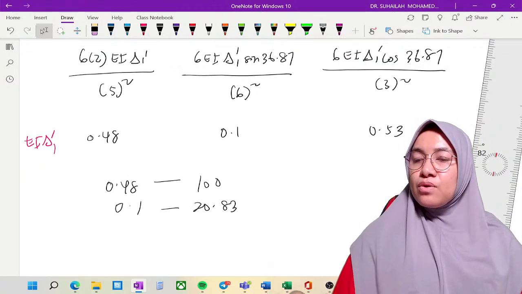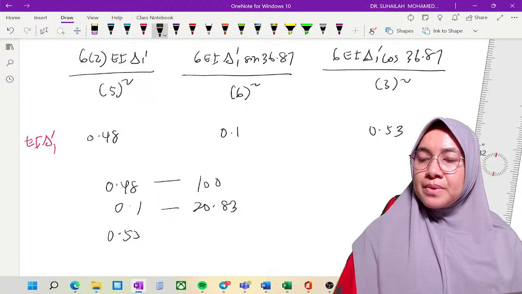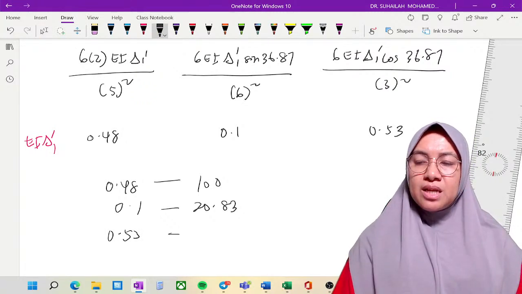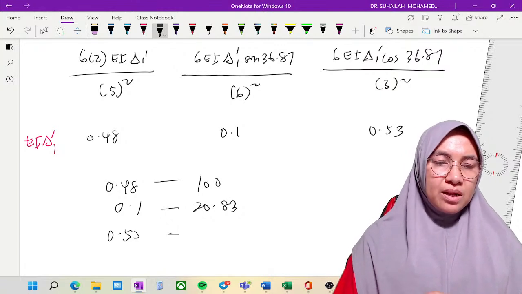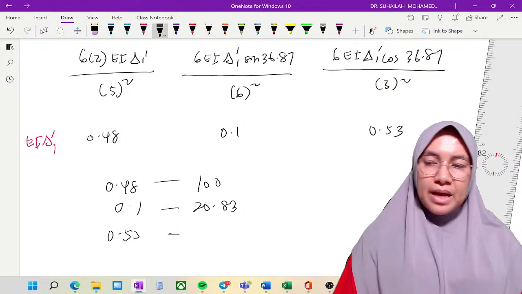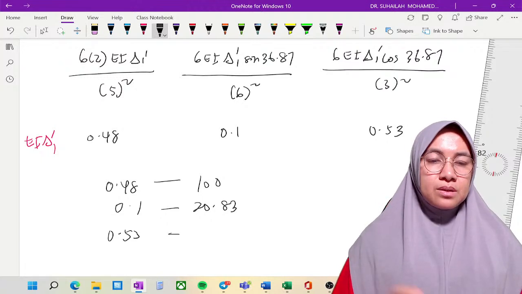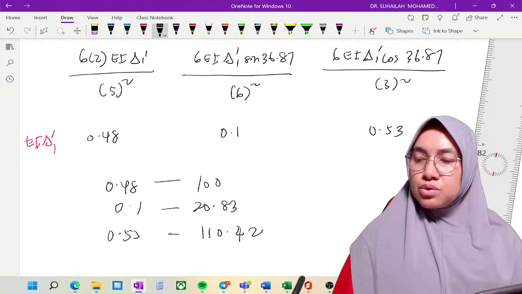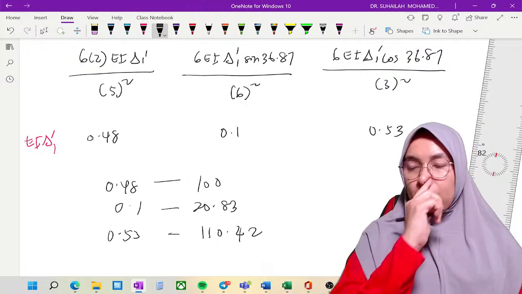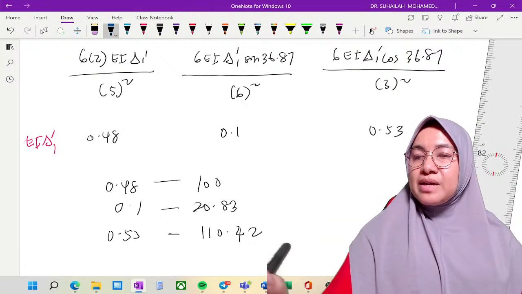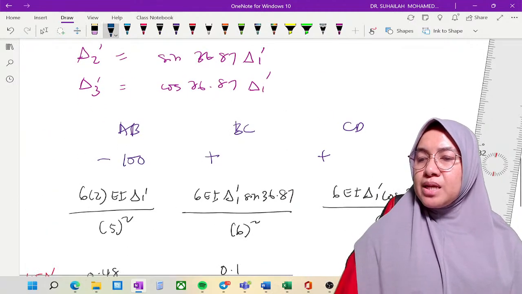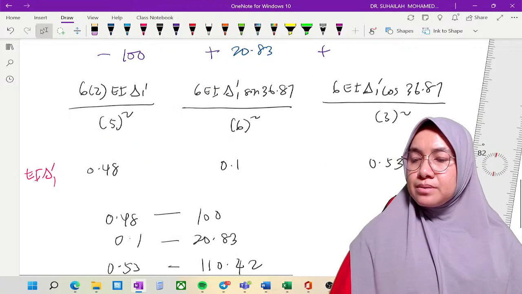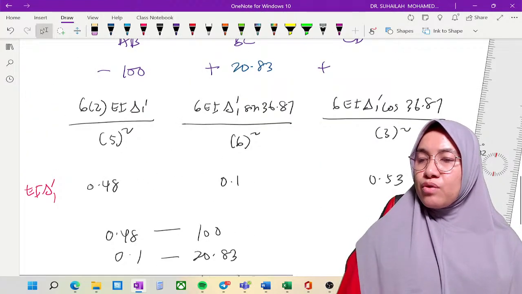And for 0.53, it is equal to 0.53 divided by 0.48 times 100. So we get 110.42. So this is actually the value: 20.83, and then 110.42.